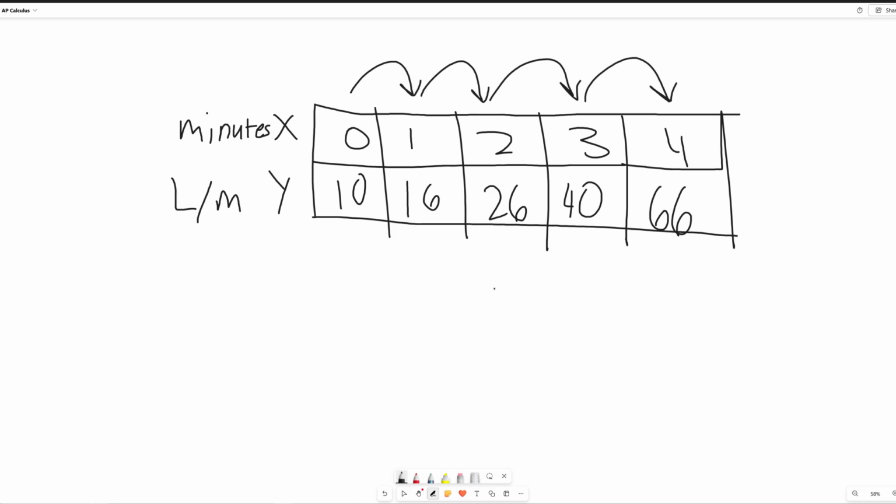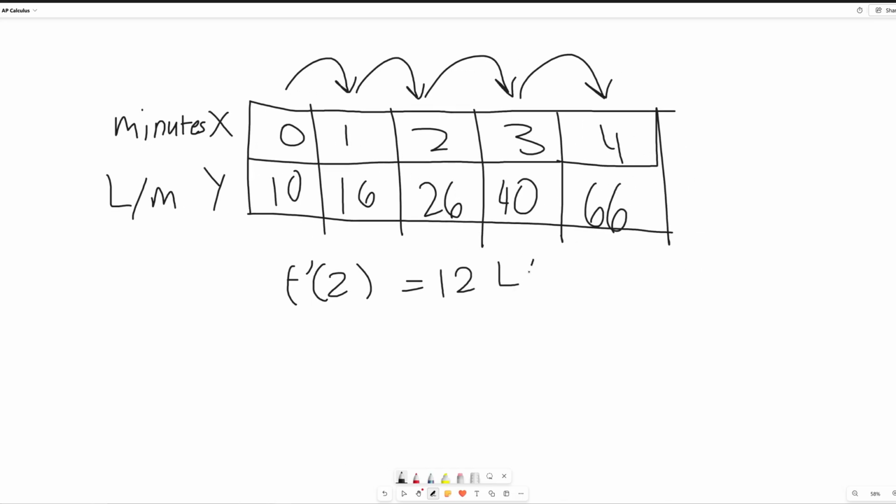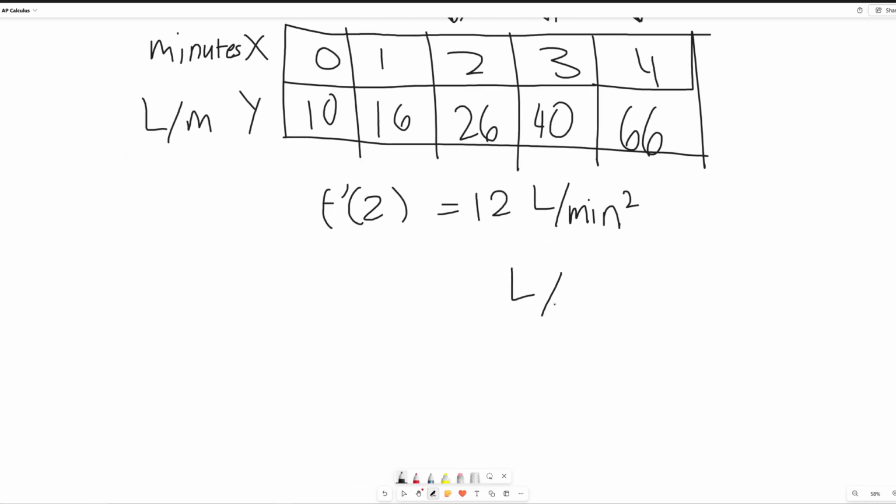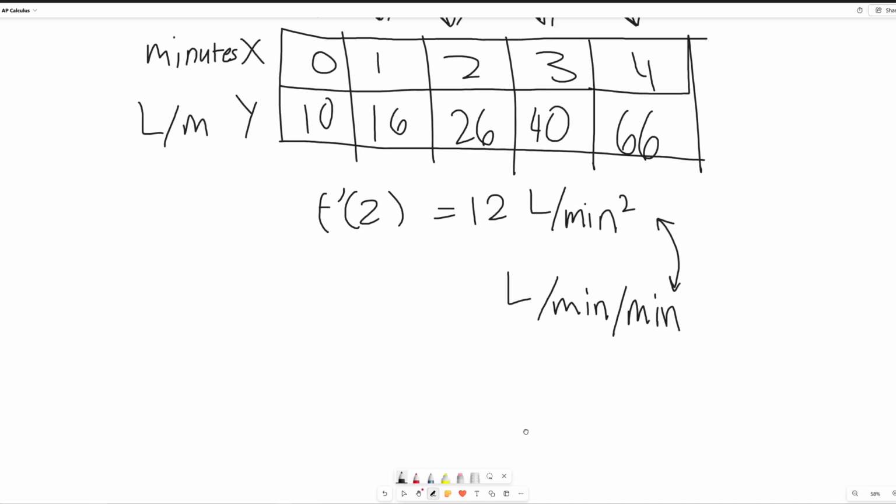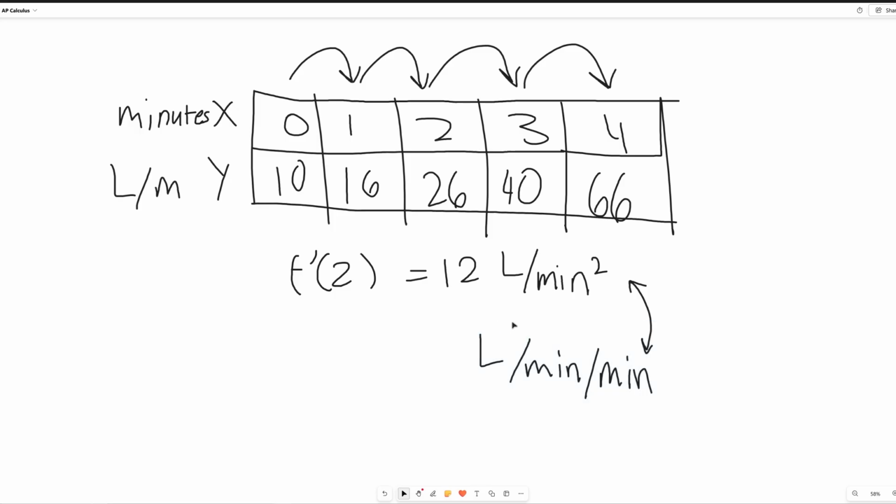So if we were asked the same thing, f prime of 2, then you would get the same thing. I'm not going to do the math again, but you would get 12. But what's the unit now? Well, it's the same thing, except you have liters per minute, and then on the bottom, you're taking the rate of liters per minute. So you have liters per minute squared, because it's liters per minute per minute. Either of these, if you wrote it on the AP test, would be correct. I just prefer liters per minute squared.